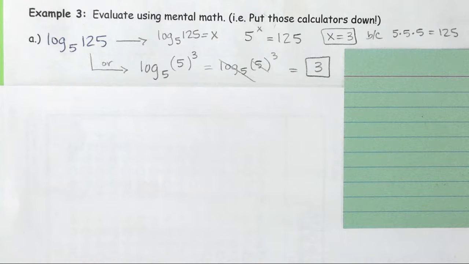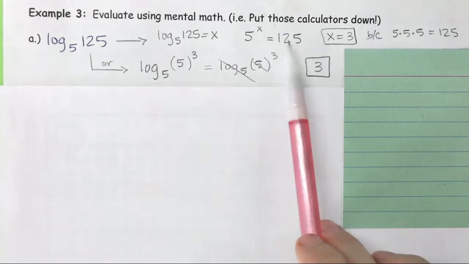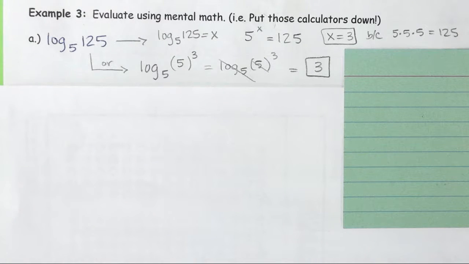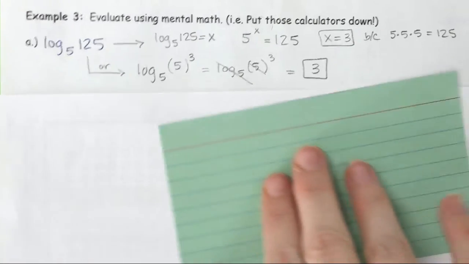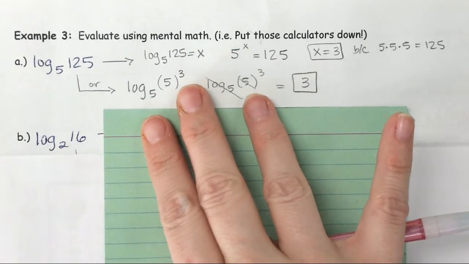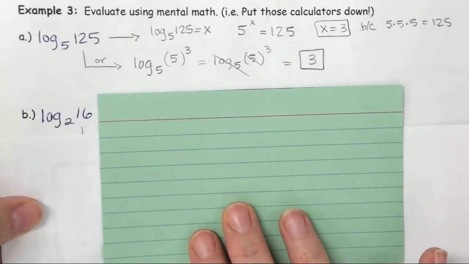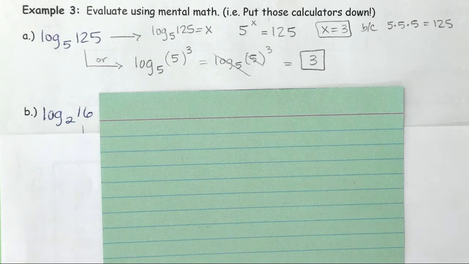3. Okay, so you can show your work either one of those ways. You can either write out your exponential one, or you can show me that you cancel those out. Okay, so you just have to show me one of those two steps. Okay, so I want you to do B, log base 2 of 16, and then you can choose which way you want to write it out. You don't have to write out both unless you want to. I'm going to continue writing out both.